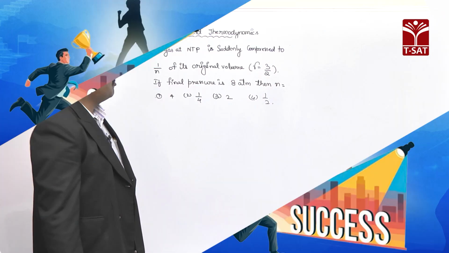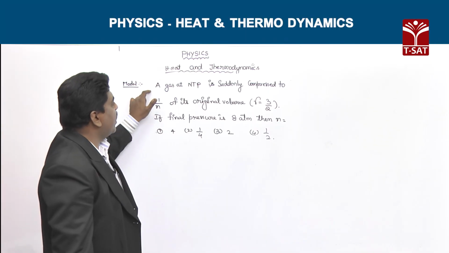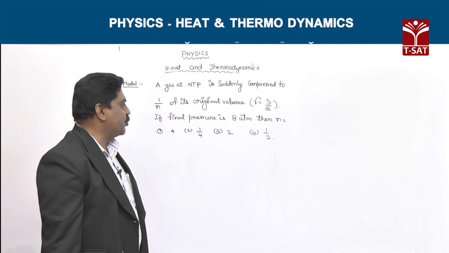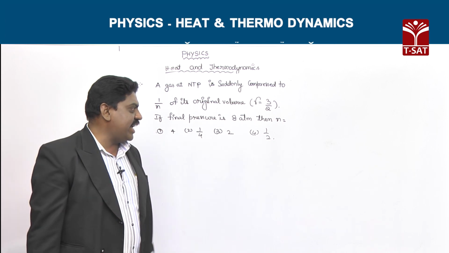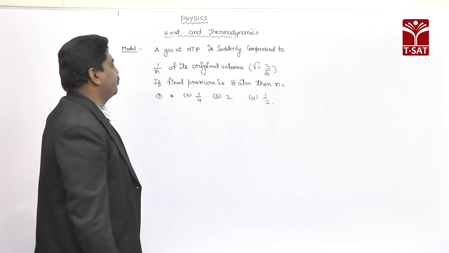Now let us take another model on the adiabatic process. A gas at NTP is suddenly compressed to 1 by n of its original volume. Gamma is given as 3/2. If the final pressure is 8 atmospheres, then find the value of n.